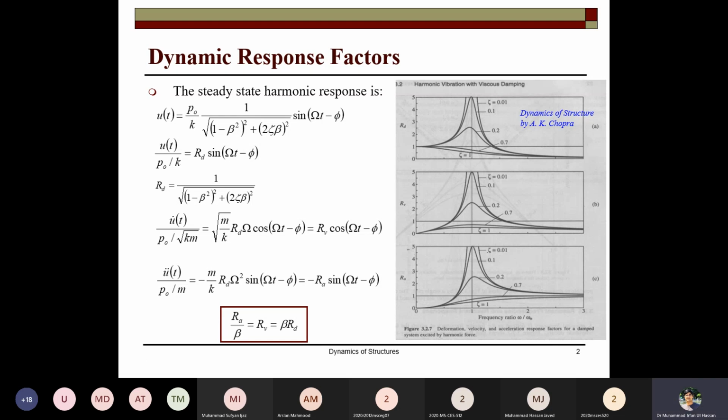So last time in the lecture we were talking about the steady harmonic response and what the dynamic magnification factor and amplification factors are for damped and undamped harmonic motion, and the steady state harmonic response was studied.